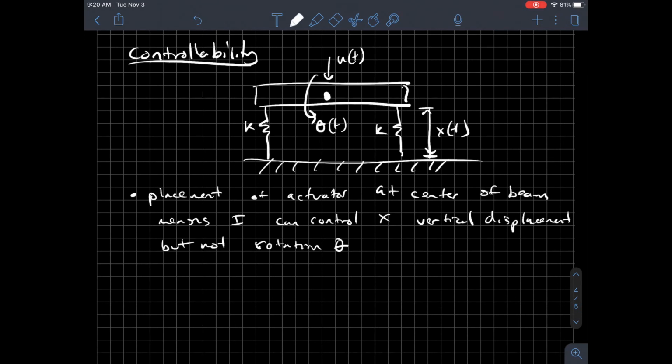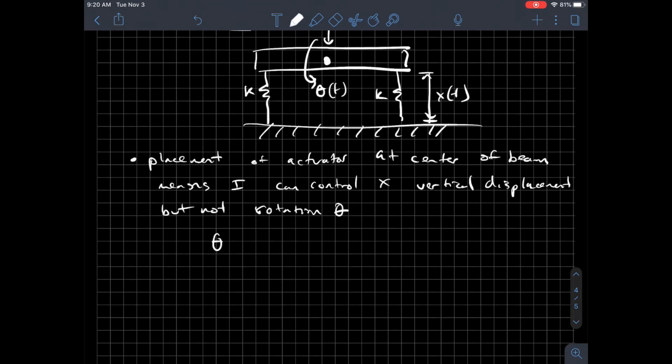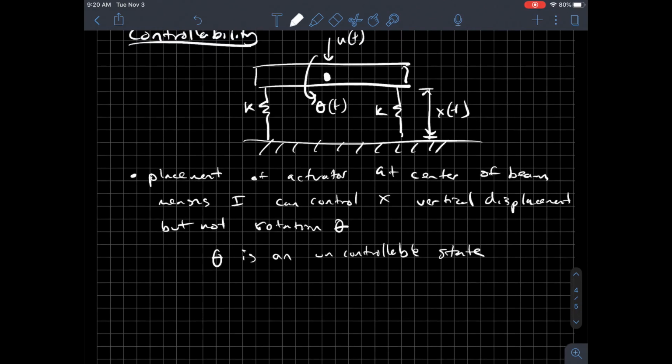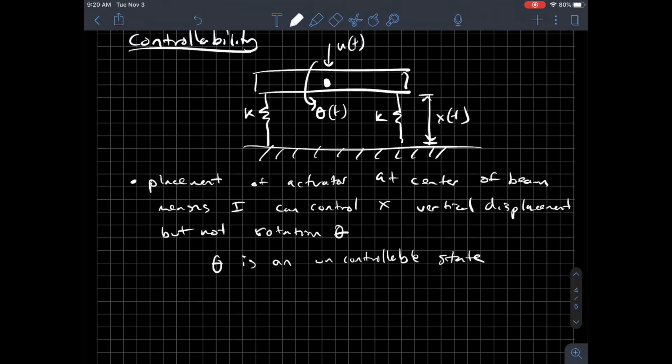So that means in this case, theta is an uncontrollable state. The reason I bring this up is so that you get a feel for what I mean by a state that we just can't control. By the placement of the actuator at the center of the beam, there is no way on earth that I can control theta. I could move the control actuation, but it may have other consequences. For example, the relationship between the input and the displacement may then not be easily controllable, or may have very complicated dynamics.